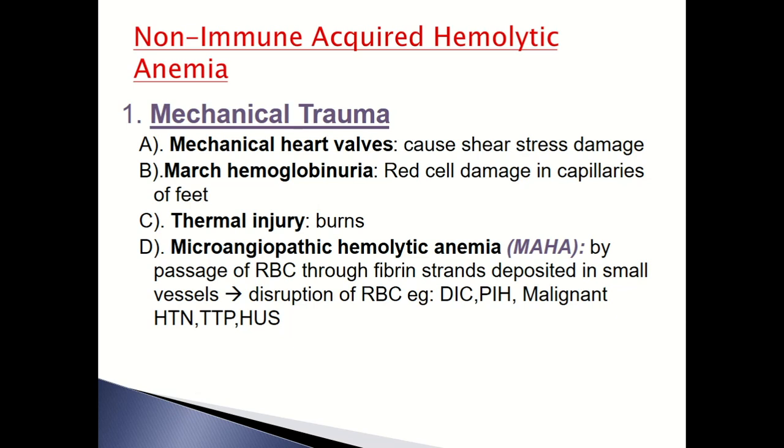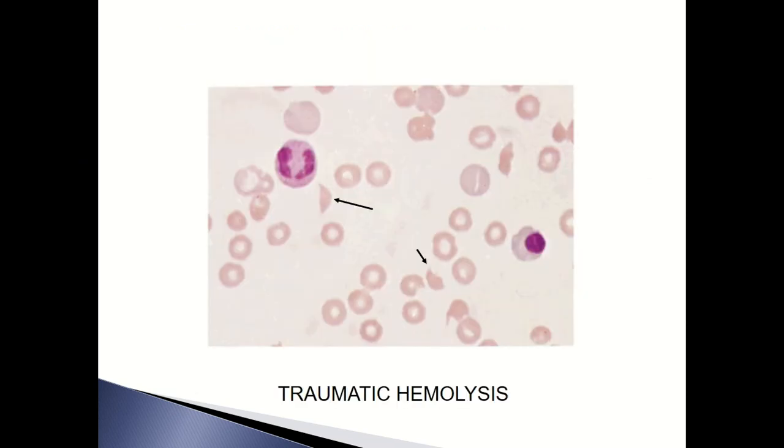Some non-immune acquired hemolytic anemias: microangiopathic hemolytic anemia, that is DIC, TTP, HUS. Thermal injuries like burns also give non-immune acquired hemolytic anemia. March hemoglobinuria is red cell damage in the capillaries of the feet in soldiers on march. Mechanical heart valves produce shear stress damage to the RBC. So these are mechanical trauma causes, which produce acquired hemolytic anemia, but it is non-immune.